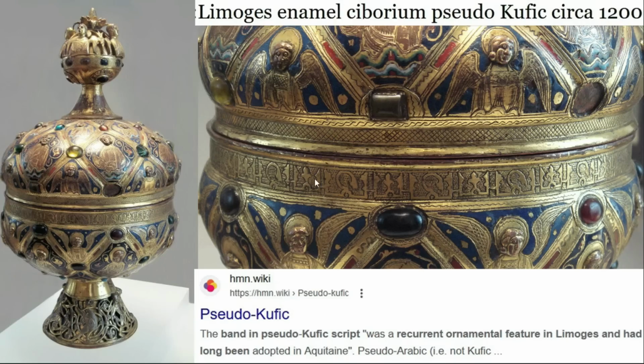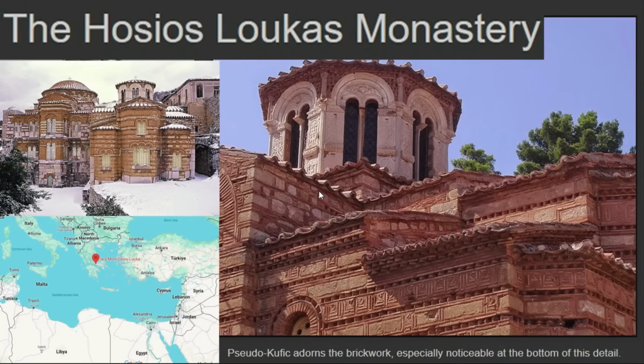So prior to those Renaissance paintings, you have a potentially older artifact, and along this band of this artifact, which I believe is ultimately a fancy cup, you have this Pseudo-Arabic Kufic script that was a recurrent ornamental feature in Limoges and had long been adopted in Aquitaine. So the continued use of this makes me think maybe actually it does have a meaning, and we're just told it's ornamental, just like some of these dead languages.